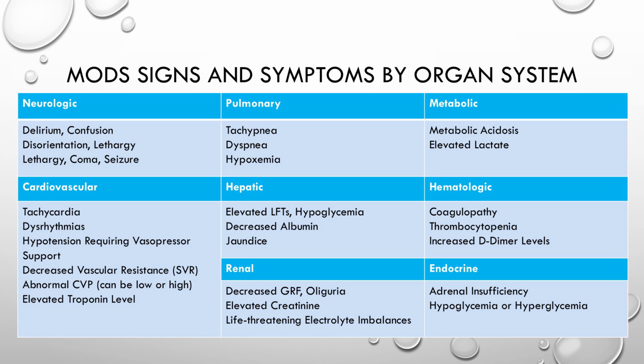Metabolic, you can have, again, metabolic acidosis, elevated lactate due to the anaerobic metabolism. Hematologic changes include coagulopathy, thrombocytopenia, increased D-dimer levels. And under endocrine, you can have adrenal insufficiency and hypoglycemia or hyperglycemia.